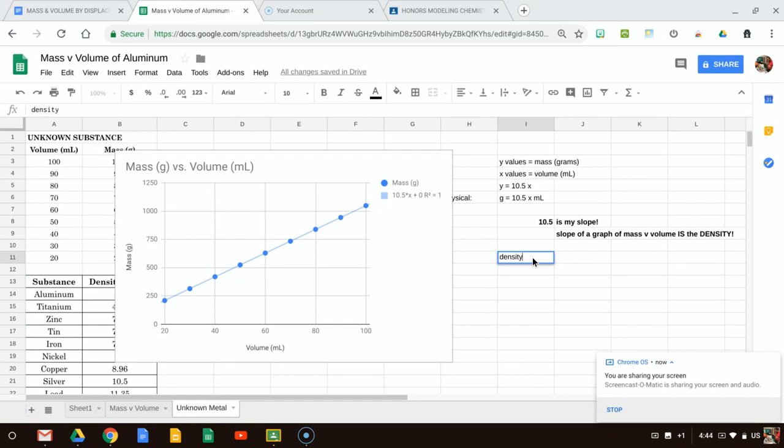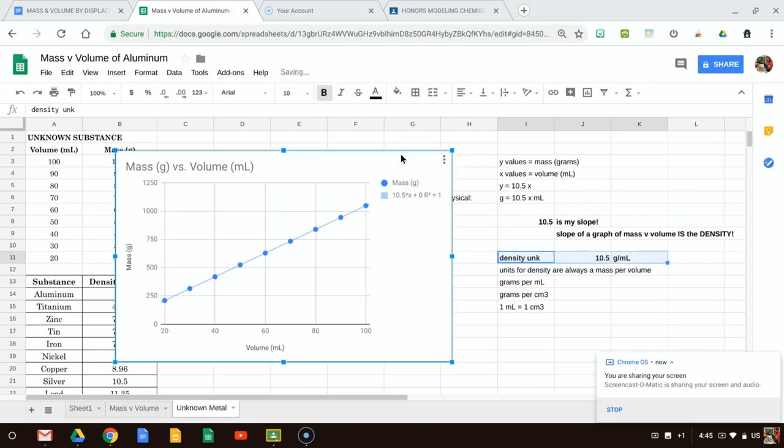So that means the density of this unknown is equal to 10.5, and the units are grams per milliliter, right? So I'm going to say units for density are always a mass per volume. So it could be grams per milliliter or grams per centimeter cubed, okay? And remember, we proved recently that 1 milliliter is equal to 1 centimeter cubed. So I could interchange milliliters and centimeters cubed and it means the same thing.